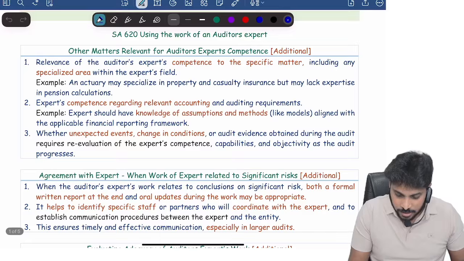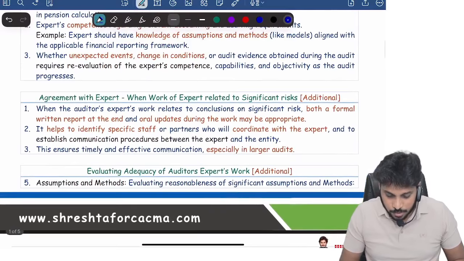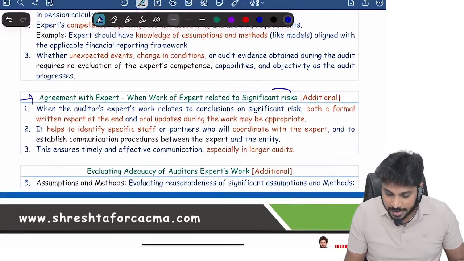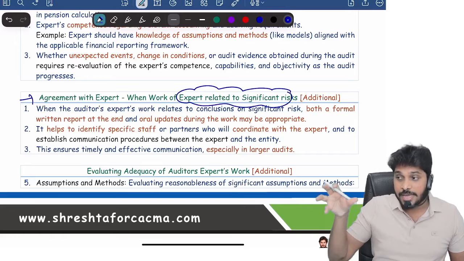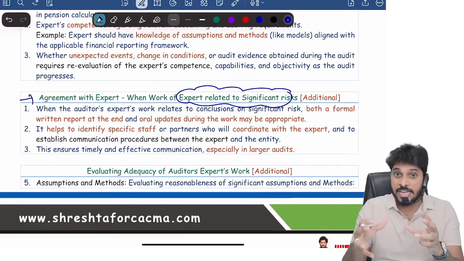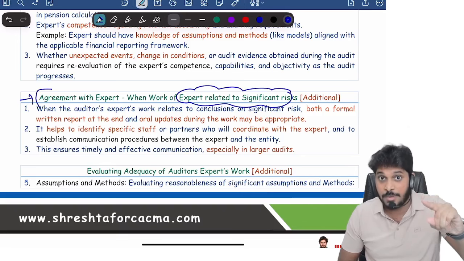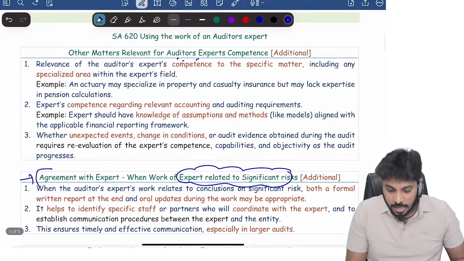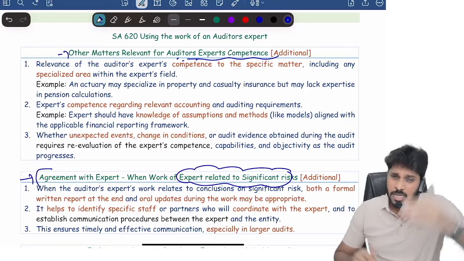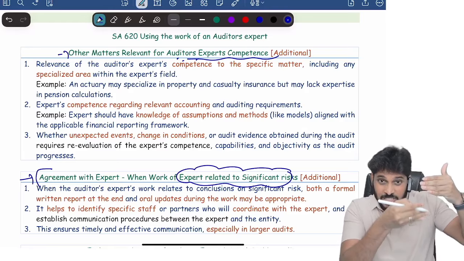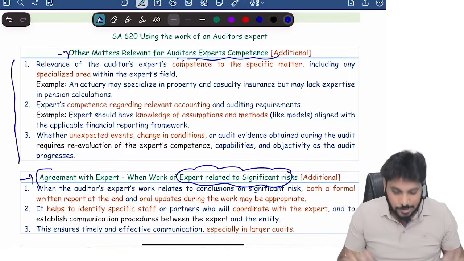Other matters relevant to auditor's expert competence, and agreement with expert when expert work is related to significant risks. Suppose expert work is used in an area where significant risk is involved, what are the points the auditor has to consider in the agreement to be entered with him? Okay, other matters relevant to expert's competence. When you're checking competence of the experts, there are so many points that you check. In the last, there is one point, other matters. What do you mean by other matters? Some special points were given.